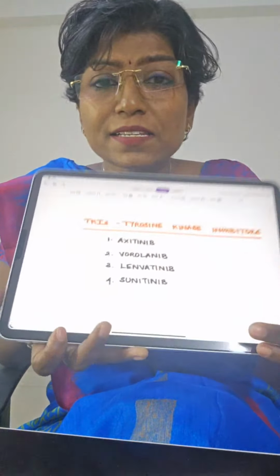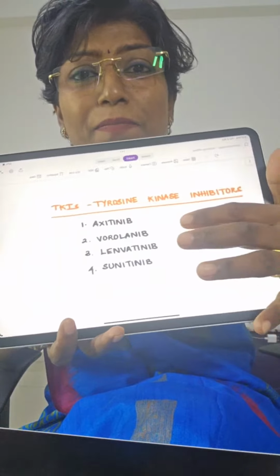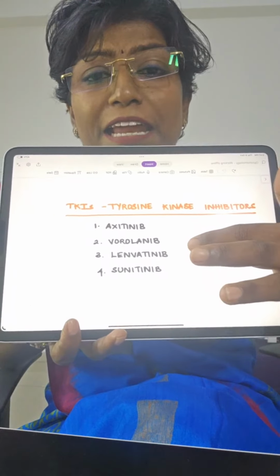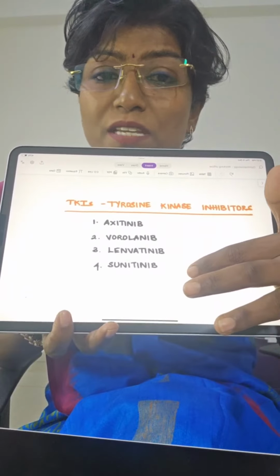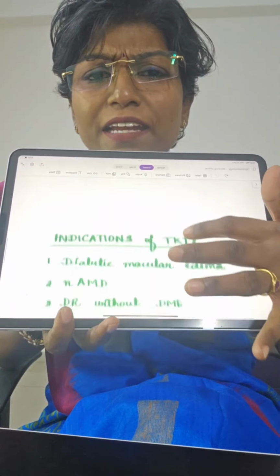Yes, intravitreally is the standard route that has been tried with all these drugs. So these are the drugs. So what are the drugs? You have axitinib, then you have vorolanib, lenvatinib and sunitinib. That was the earlier drug, which was actually the first drug tried in ophthalmology.